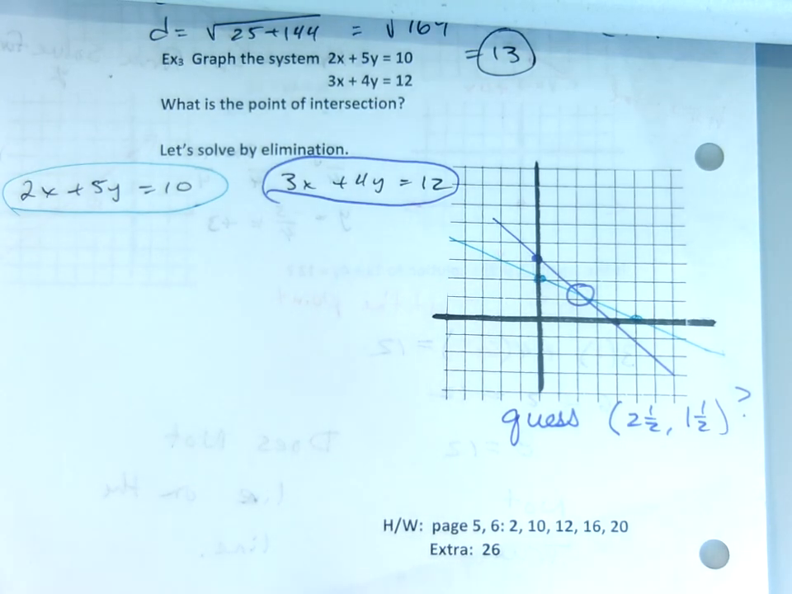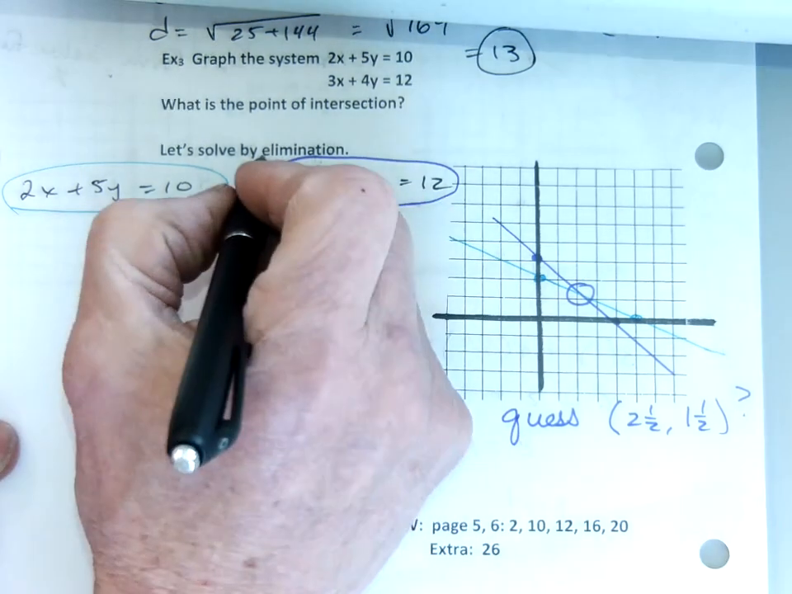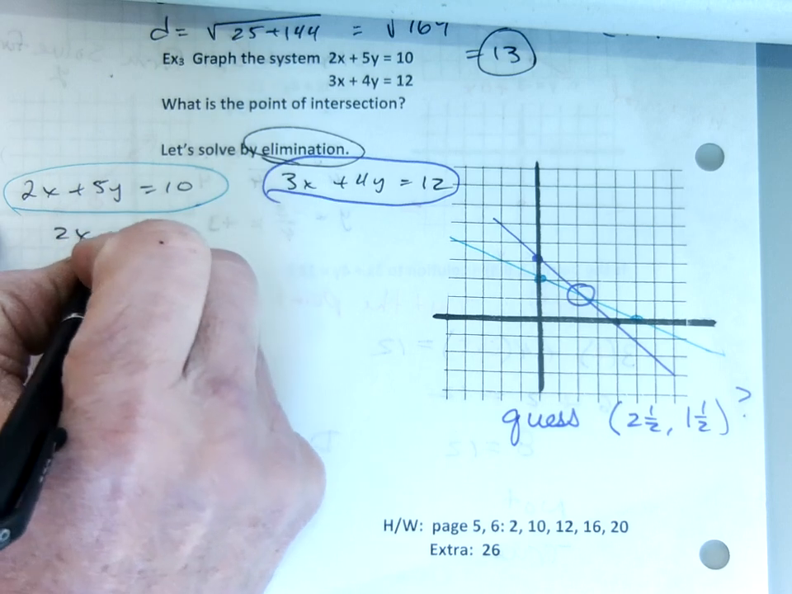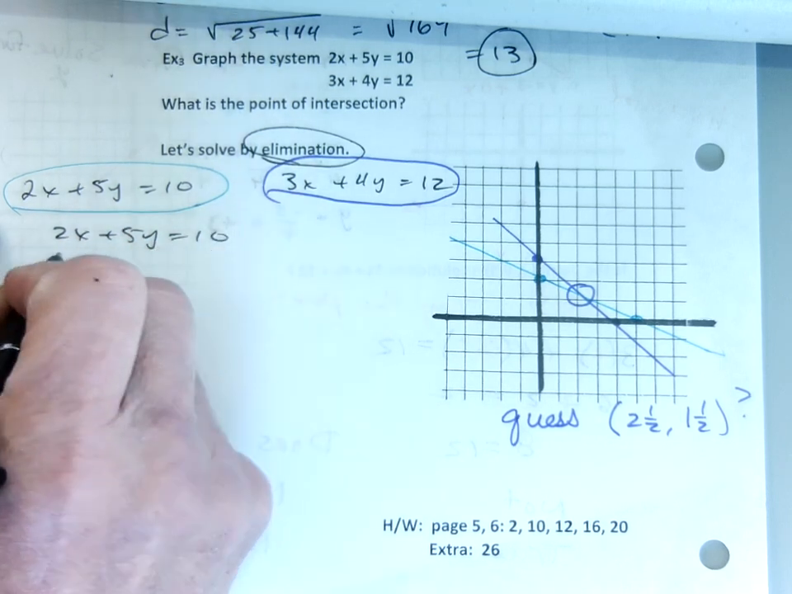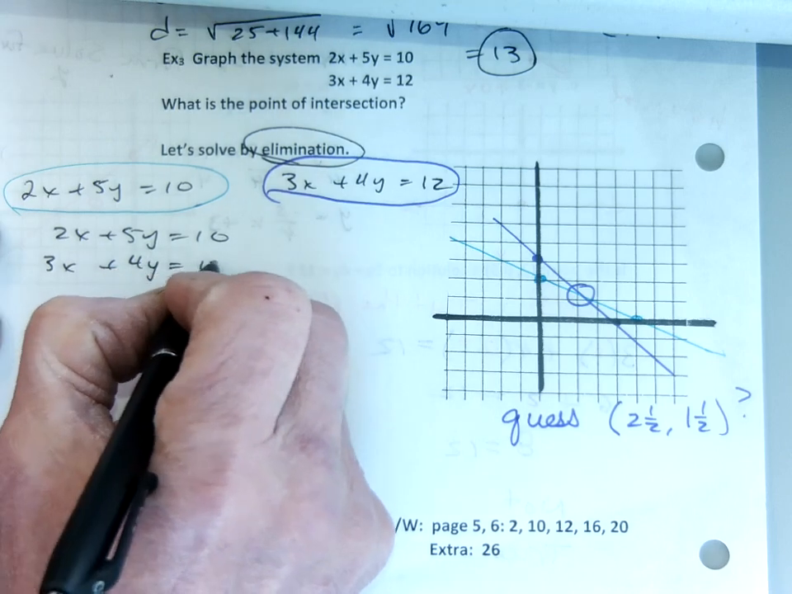If you need the exact answer, we're going to go back to Algebra 1, where we did the elimination method, okay? And if you don't remember it, I'll go slowly. To do the elimination method, I'm going to rewrite these two equations together. Let me rewrite my 2x plus 5y equals 10. And right underneath it, I'll put the 3x plus 4y equals 12, okay?